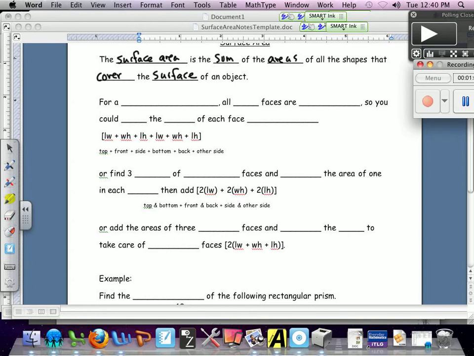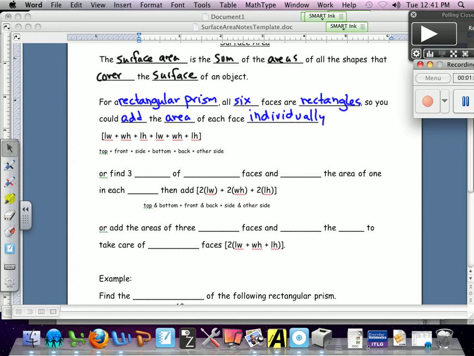So for a rectangular prism, all 6 faces are rectangles. So you could add each face individually, or you could add the area of each face individually.